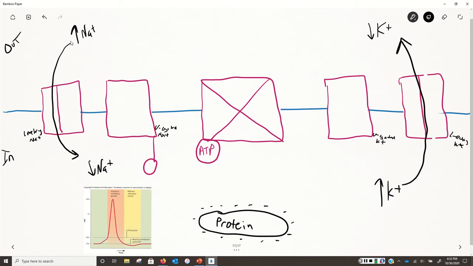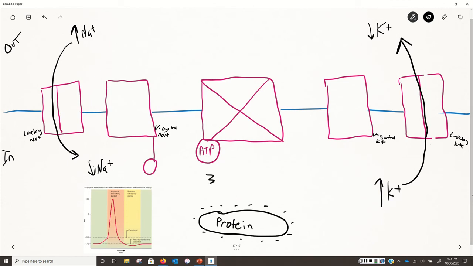Now we've got sodium constantly leaking in and potassium constantly leaking out, regardless of what else is going on. We need to make sure that this gradient stays in place for both potassium and sodium. So how do we make sure that those gradients stay in place? The sodium-potassium pump.